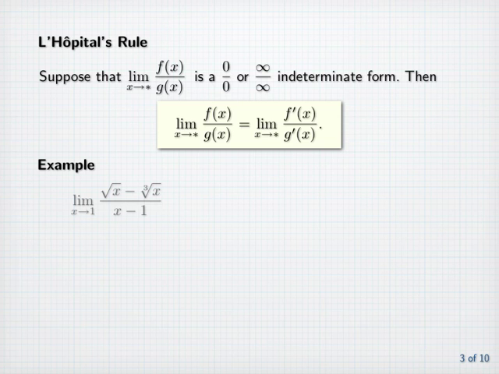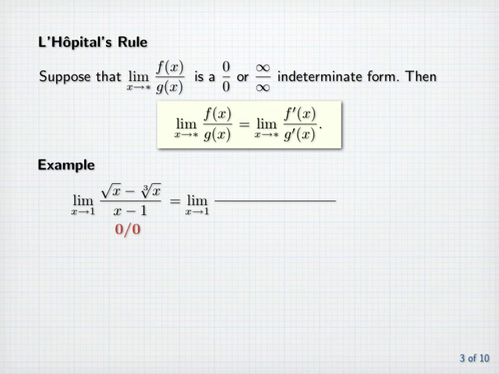Let's compute the limit as x approaches 1 of the square root of x minus the cube root of x, all divided by x minus 1. First, we check the numerator and denominator to determine what kind of form we have. As x approaches 1, clearly the numerator and the denominator both approach 0. So this is a 0 divided by 0 form. So L'Hopital's rule tells us we can take the limit of the quotient of the derivatives.